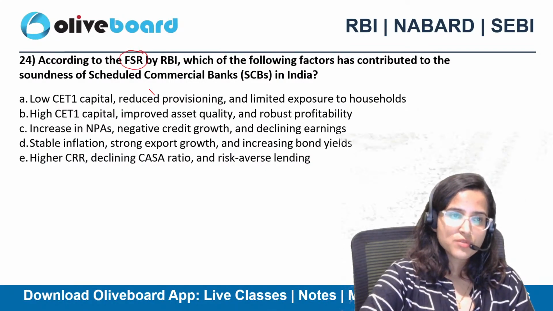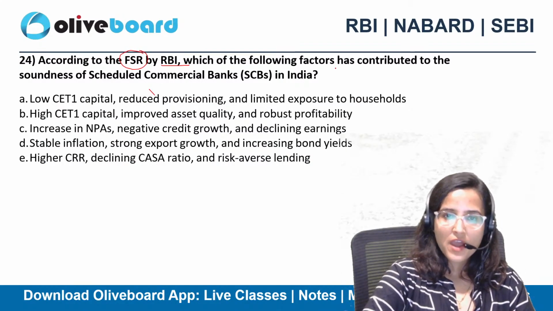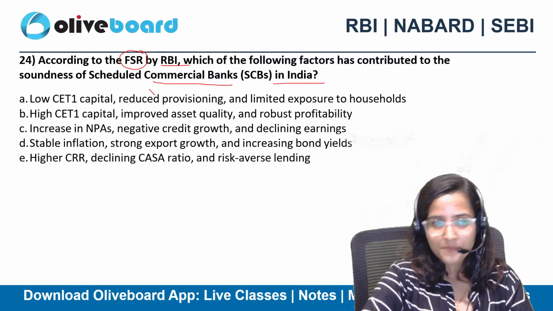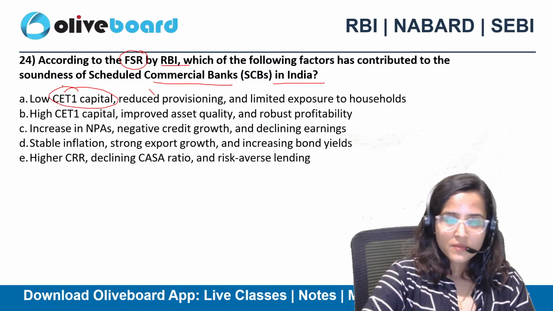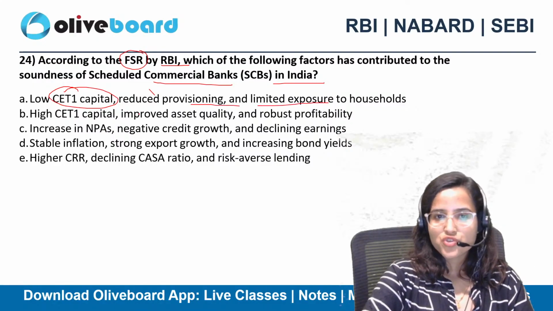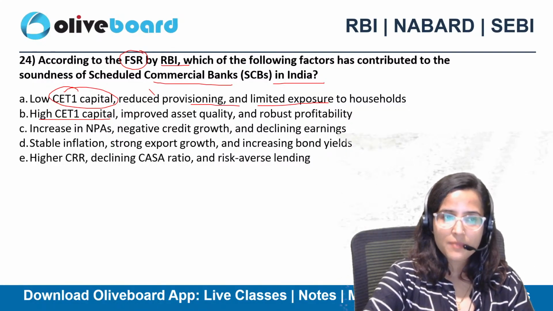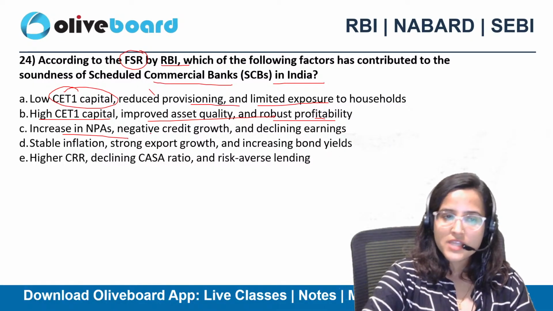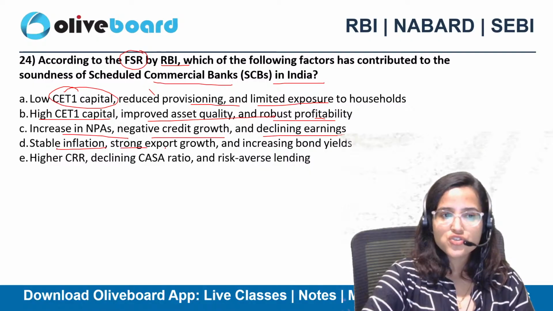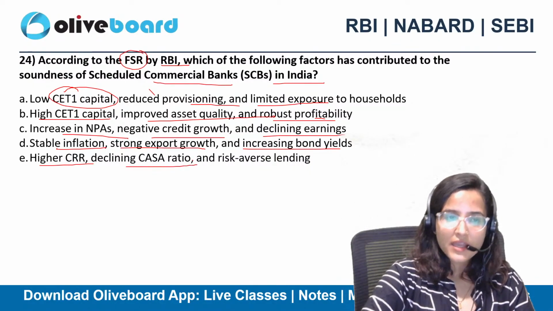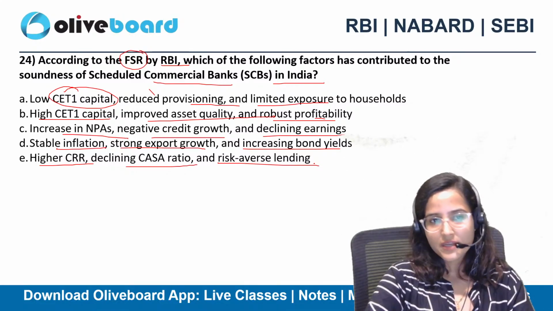According to Financial Stability Report by RBI, which of the following factors has contributed to the soundness of scheduled commercial banks in India? Low CET1 capital, reduced provisioning and limited exposure to households. High CET1 capital, improved asset quality and robust profitability. Increase in NPAs, negative credit growth, declining earnings. Stable inflation, strong export growth, increasing bond yields. Higher CRR, declining CASA ratio, risk averse lending. What's the answer?